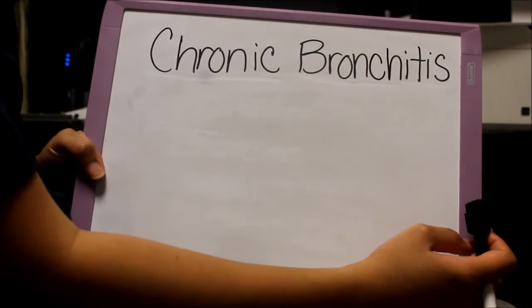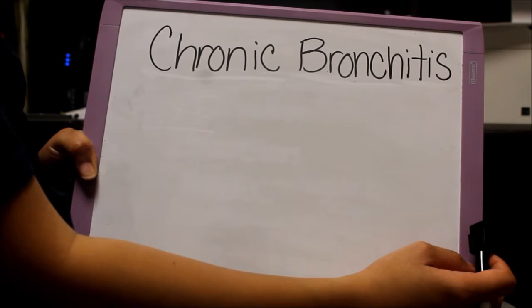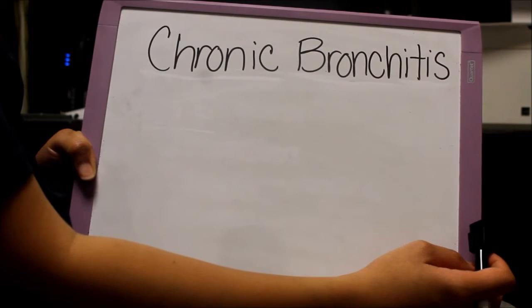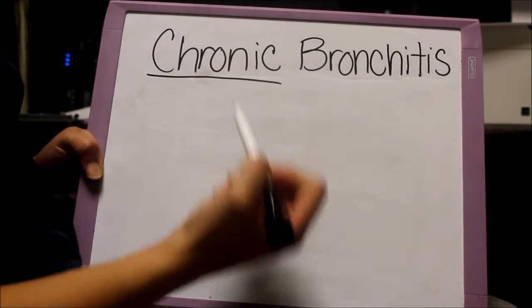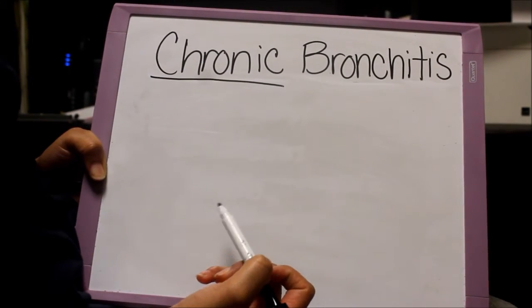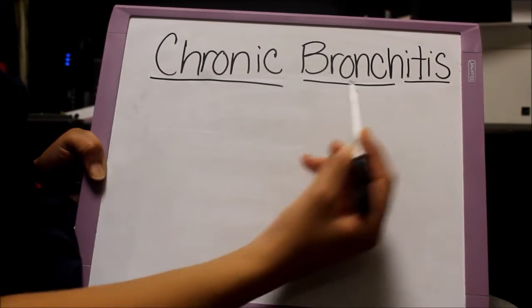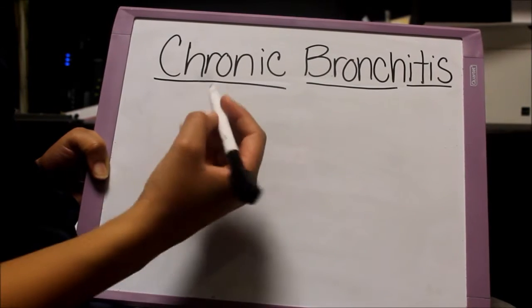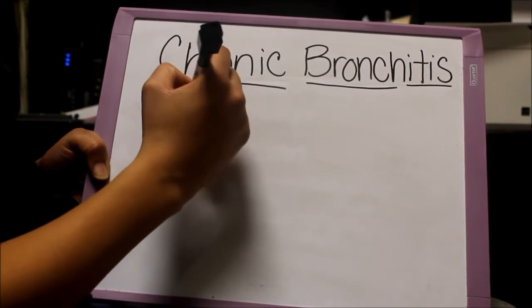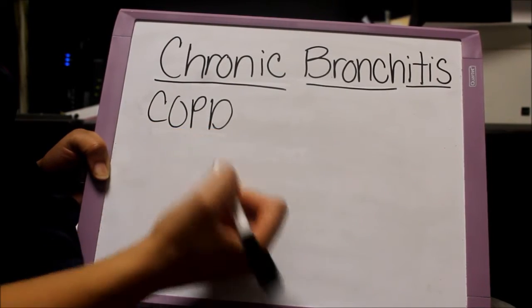And chronic bronchitis is defined as inflammation of the bronchi. And if you remember our medical terms, we know that chronic is something that happens over a long period of time. And bronchitis is inflammation of the bronchi. So inflammation of the bronchi over a long period of time. And chronic bronchitis is also a chronic obstructive pulmonary disease.